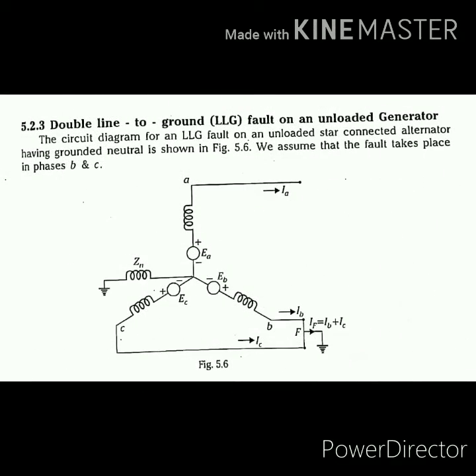So next up we have a double line to ground fault on an unloaded generator. As you can see in the circuit diagram here, we have an unloaded star connected alternator which is grounded through a reactance Zn, and the fault here is taking place in phases B and C. You can see that B and C are shorted and directly grounded.